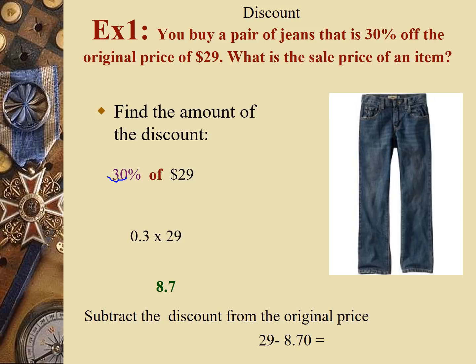So you should have no issues when using the calculator with this, but however, if you're not using the calculator, you must line the decimals up so you won't get anything wrong. So make sure you put 29.00, then subtract 8.70. And your answer will be $20.30. So the jeans were $29, they took 30% off. Final price $20.30.